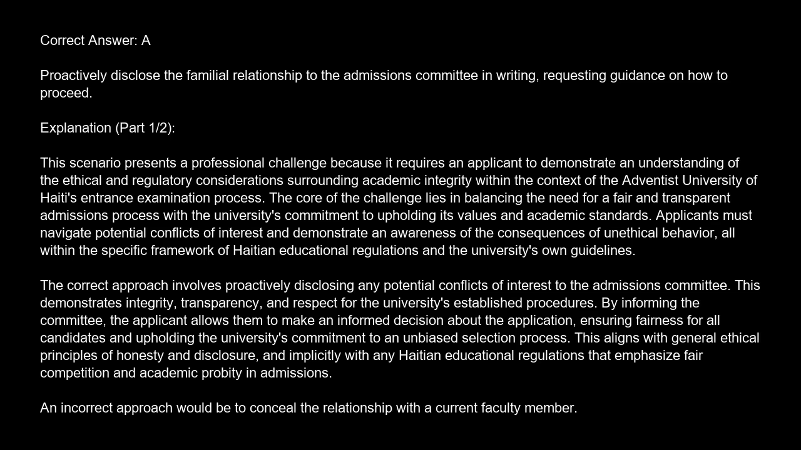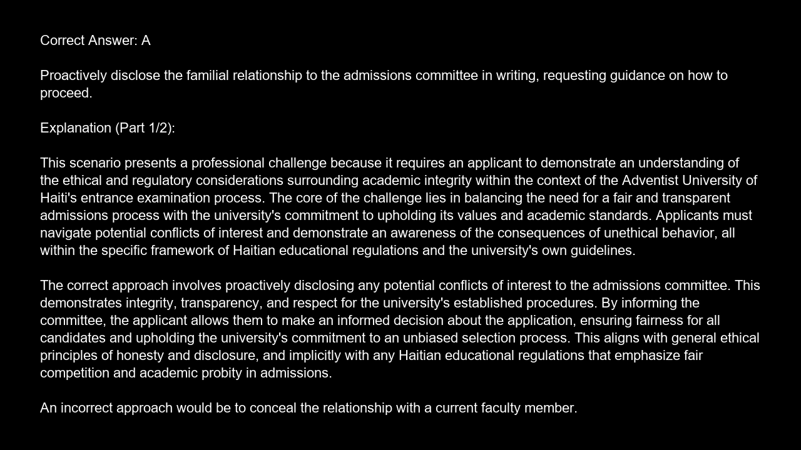The correct answer is A. Proactively disclose the familial relationship to the admissions committee in writing, requesting guidance on how to proceed. Explanation. This scenario presents a professional challenge because it requires an applicant to demonstrate an understanding of the ethical and regulatory considerations surrounding academic integrity within the context of the Adventist University of Haiti's entrance examination process.